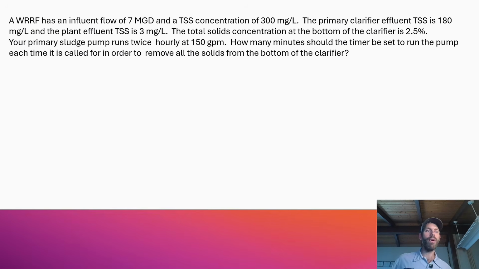Okay, let's read this math problem, and then I'm gonna explain a couple things about what this math problem even means, and then we're gonna work it out. A WRF has an influent flow of 7 mgd and a TSS concentration of 300 milligrams per liter. The primary clarifier effluent TSS is 180 milligrams per liter, and the plant effluent TSS is 3 milligrams per liter. The total solids concentration at the bottom of the clarifier is 2.5%. Your primary sludge pump runs twice hourly at 150 GPM. How many minutes should the timer be set to run the pump each time it is called for in order to remove all solids from the bottom of the clarifier?